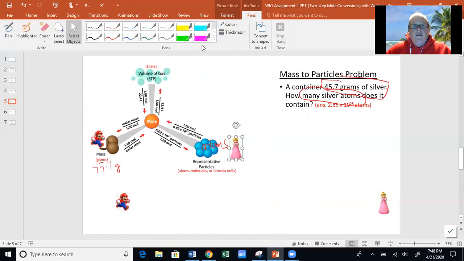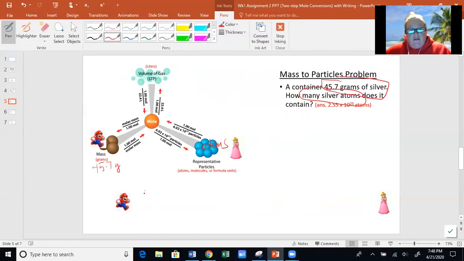So get my pen back. I'm just going to complete this entire one in red. I first start by writing down the given. I have 45.7 grams of silver. And over here, I'm going to give myself a lot of space. I want to write down what I'm trying to find, which is atoms of silver, right by Princess Peach.